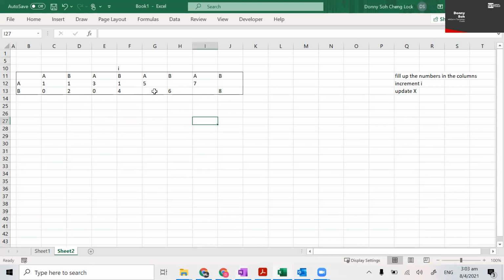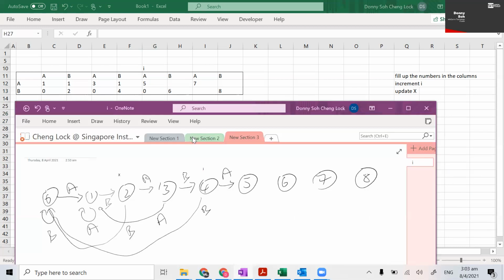Let me update the table. So I've updated my column. I will now update my I. The I is now incremented. And let's look at what X will become if I see an A. If I see an A at this point, X will go to state 3. So we will move X to state 3. Hope it's still correct. Okay.